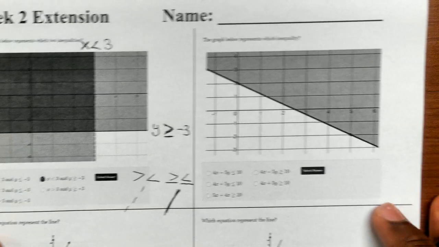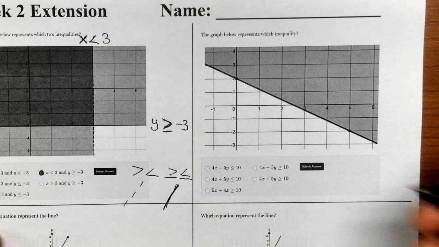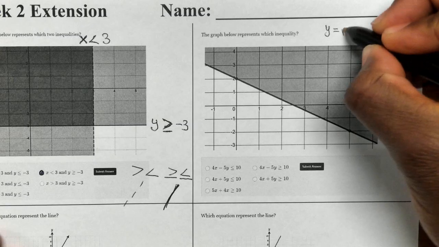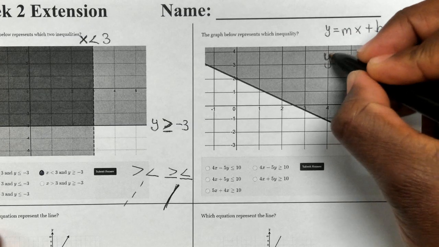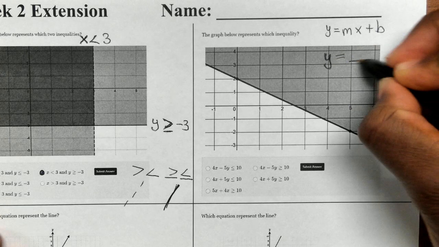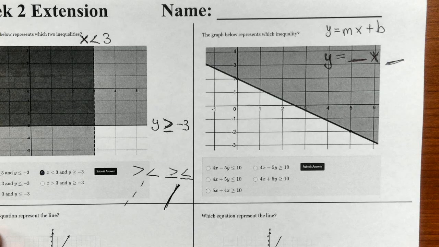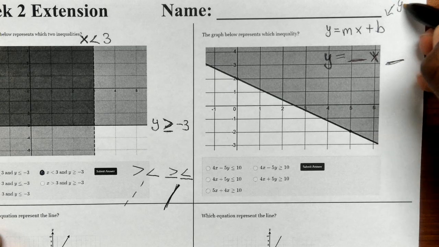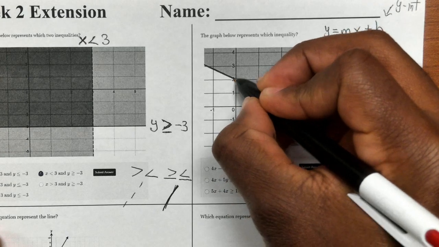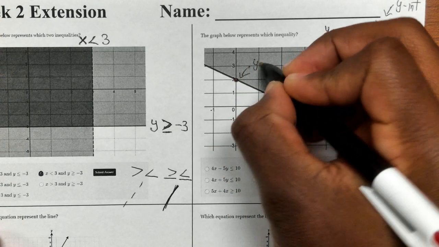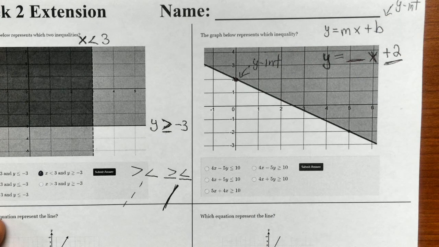So what about the next one? Well, the next one looks like a typical line. Every time we think about a typical line, we need to think about y equals mx plus b. Good job. In this case, we're going to write the equation. We're going to have y equal some slope x and some y-intercept. The easiest thing to find is your y-intercept, where I cross my y-axis. So the y-intercept is at +2, so I put a +2 as my y-intercept.